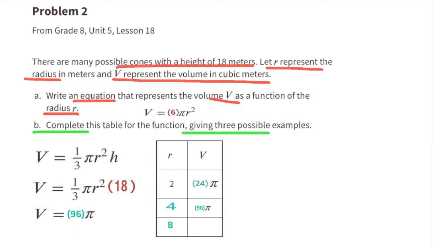Let's do one more. When the radius is 8, the equation would read volume equals 1/3 of 18, which is 6, times pi times 8 squared. 8 squared is 8 times 8, or 64. Remember, the order doesn't matter in multiplication, so we can multiply 6 times 64 times pi. When the radius is 8, the volume is 384 times pi.